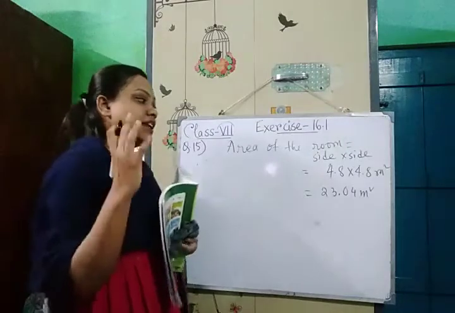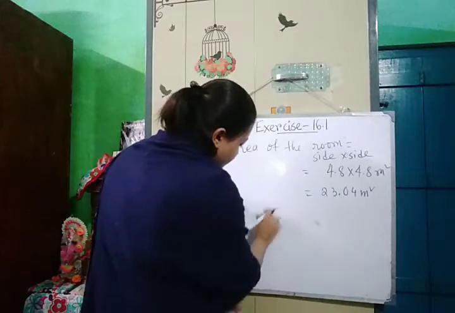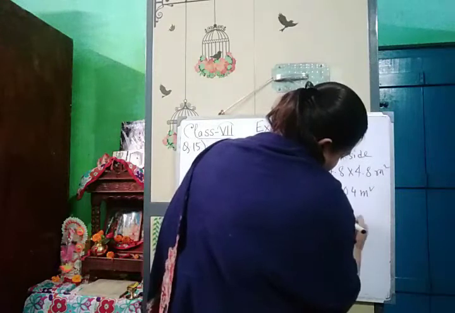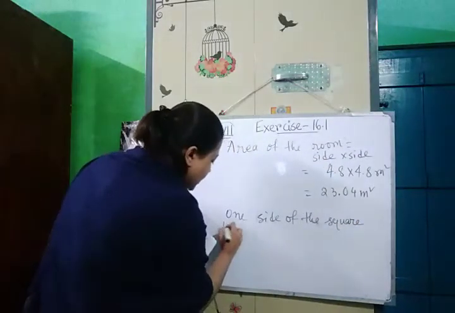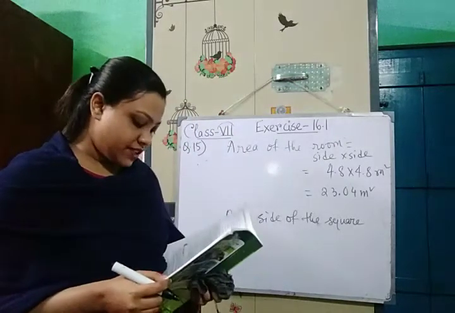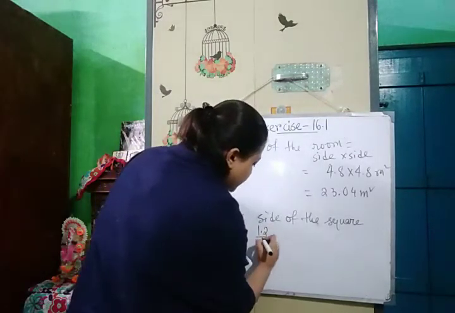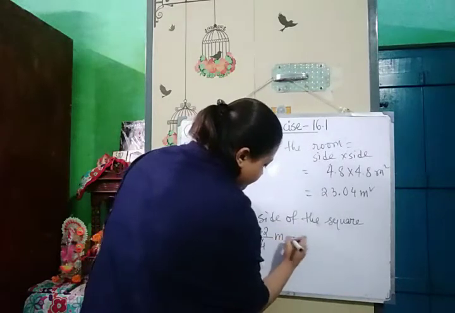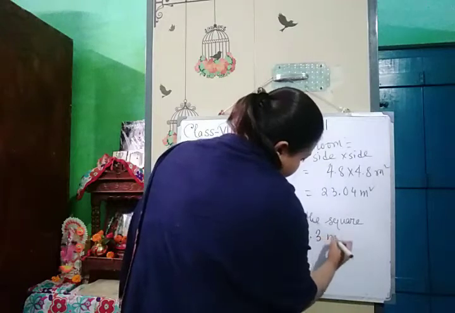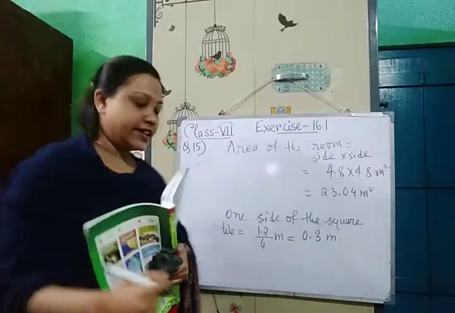So now you can see the perimeter of the square tile is given. If the perimeter of the square tile is given, then one side of the square tile will be perimeter divided by 4. You all know, so perimeter is given 1.2 meter. So it will be 1.2 divided by 4 meter. So it will be 0.3 meter. 0.3 meter is the length of one side or each side of the square tile.